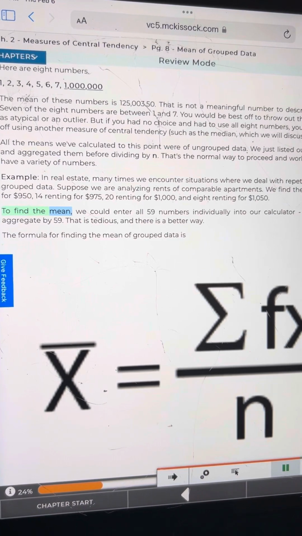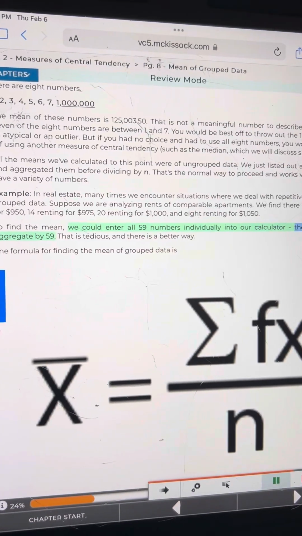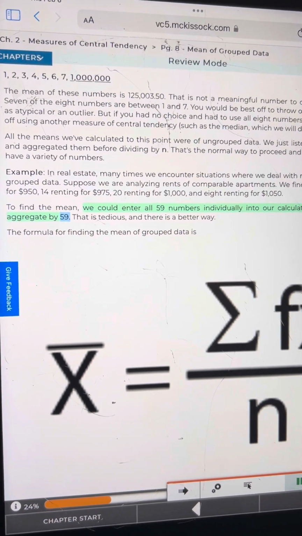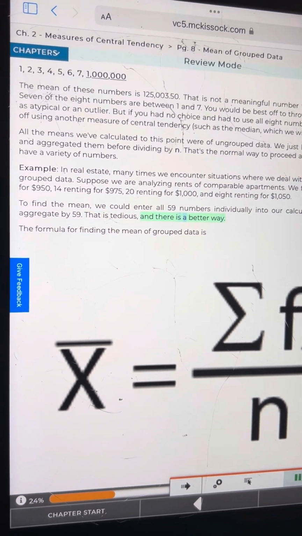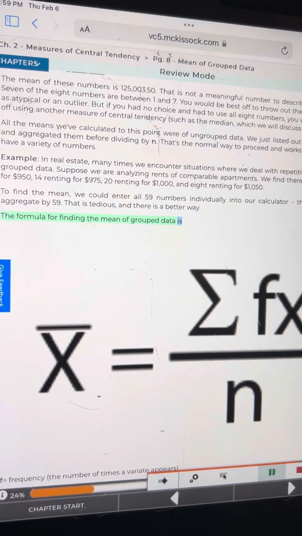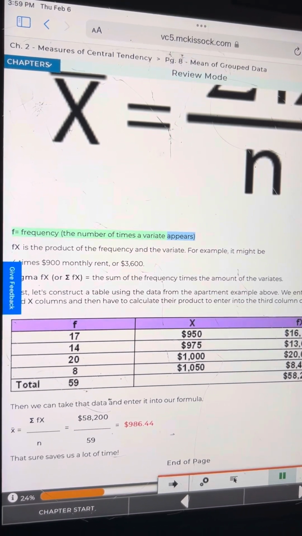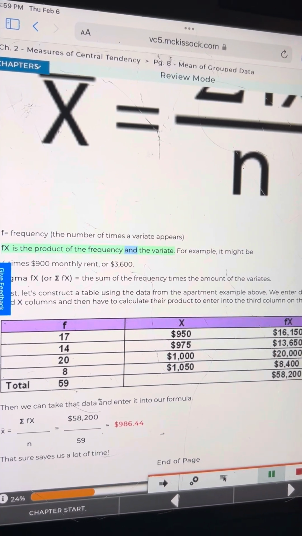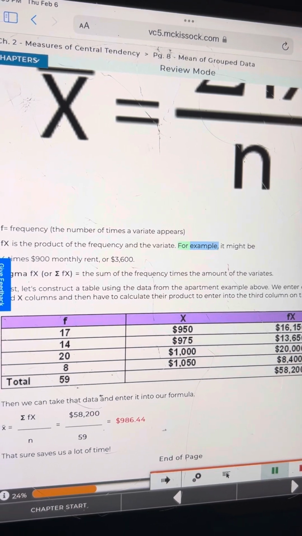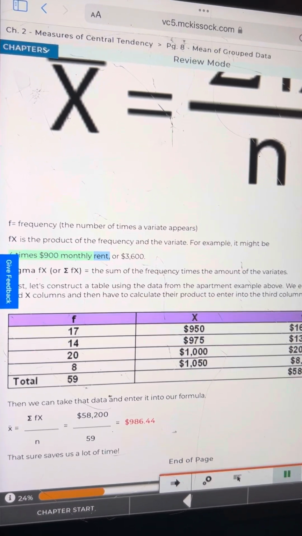To find the mean, we could enter all 59 numbers individually into our calculator, then divide the aggregate by 59. That is tedious, and there is a better way. The formula for finding the mean of grouped data: f equals frequency, the number of times the variate appears. fx is the product of the frequency and the variate. For example, it might be 4 times $900 monthly rent, or $3,600.